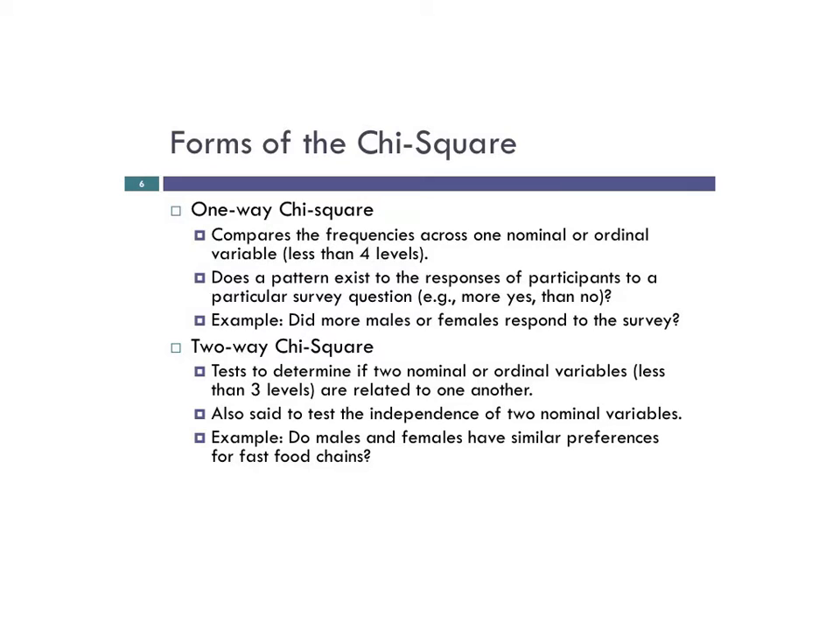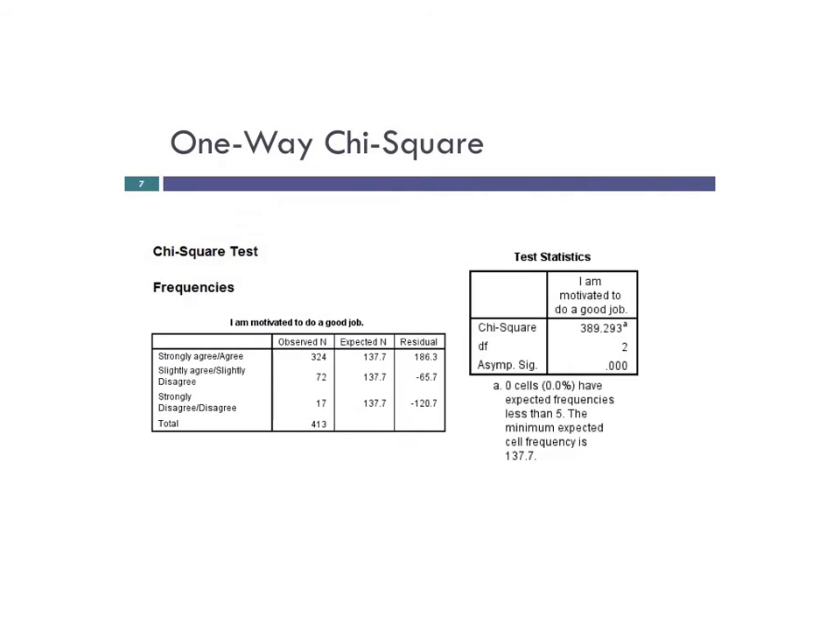A two-way chi-square tests to determine if two nominal or ordinal variables are related to one another, specifically related to frequency. So don't overuse this word relationship because that's going to shout correlation to you later this semester. This is also said to be the independence of two nominal variables. So a question like this would be, do males and females, gender being the first nominal variable, have similar preference for fast food chains? Let's say we're comparing McDonald's and Burger King, a second nominal variable.